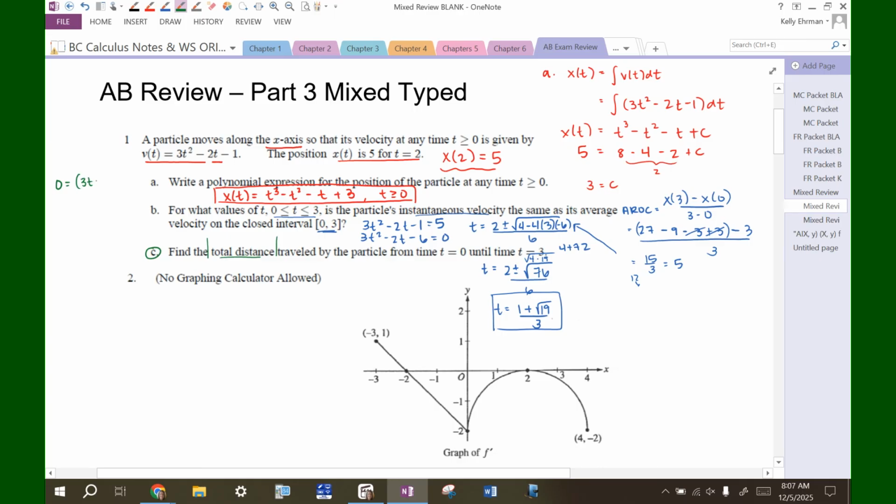So let's go ahead and factor the velocity equation. It's set equal to 0. So t equals negative 1/3 and t equals 1.